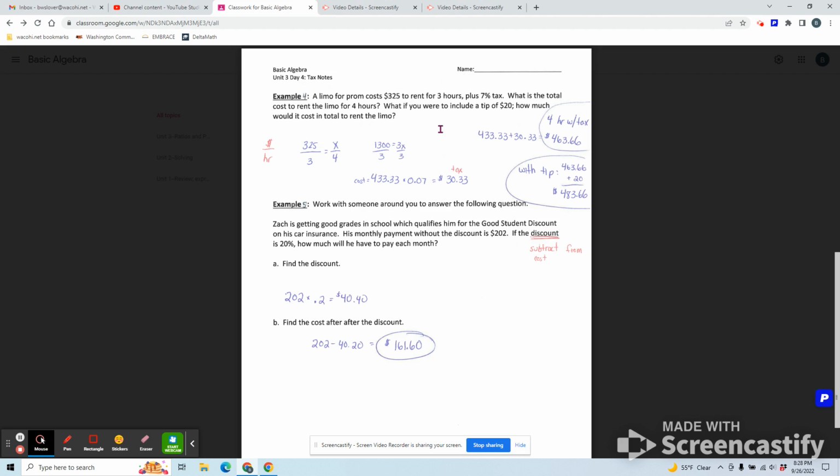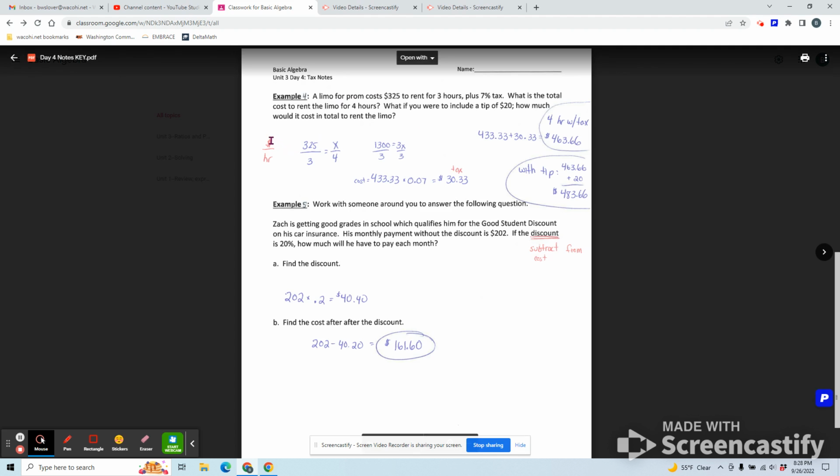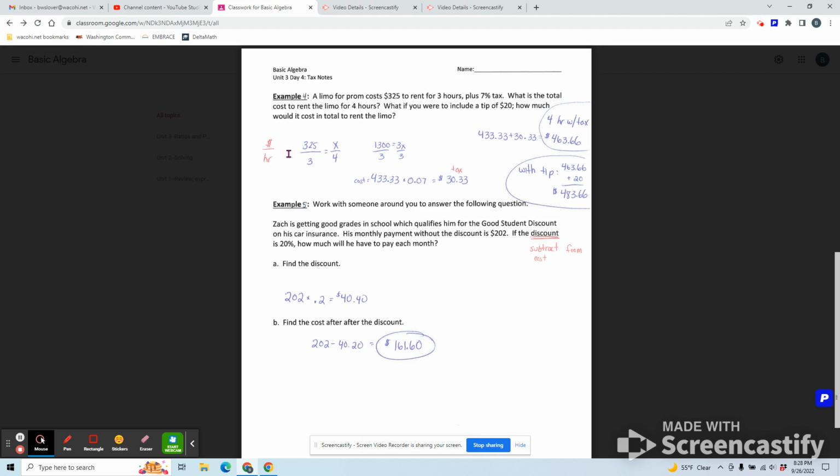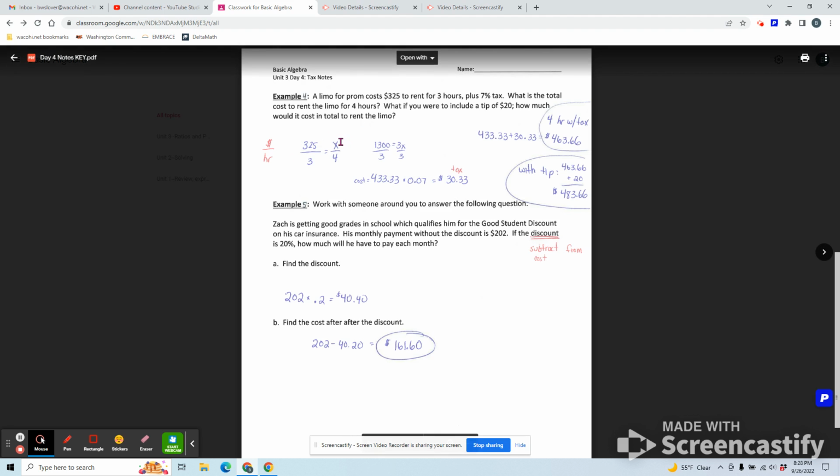Okay, so one way we can do it is find the unit rate. But since we've spent a few days on proportions, I thought maybe setting up a proportion would be beneficial, because this is a proportion word problem. So we're talking about money over hours. So $325 for 3 hours, and we want to know how much it costs for 4 hours. So it costs $433.33 for 4 hours. I went ahead and set up my proportion and cross multiplied.